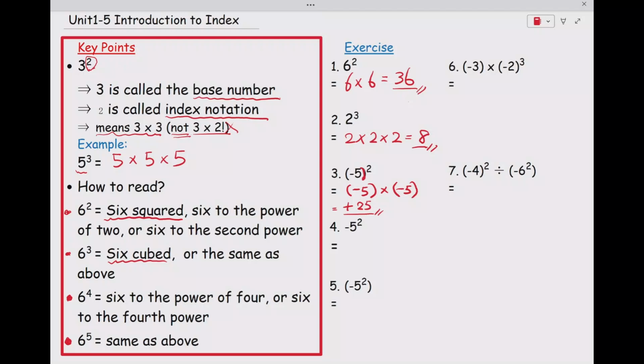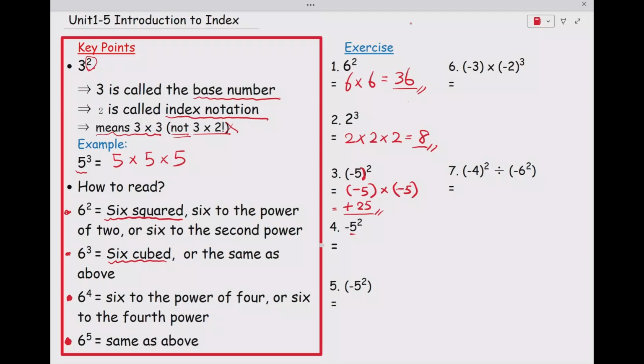Because index indicates how many times to multiply the base, and it is important to note that only the one directly touched by index is going to be multiplied for the number of times that index indicates. In this question, the index is 2, and it is directly attached to the number 5. Some people might think it should be minus 5 instead of 5. Why 5 instead of minus 5? Because only the one being directly touched by the index is going to be multiplied for the number of times that index indicates.